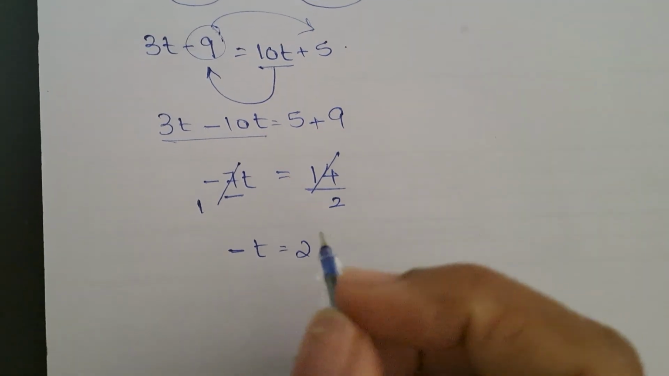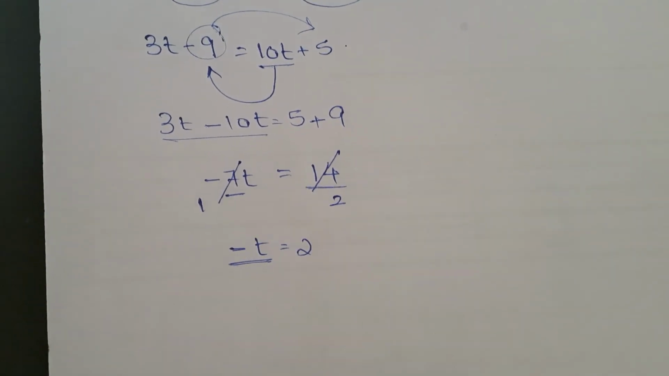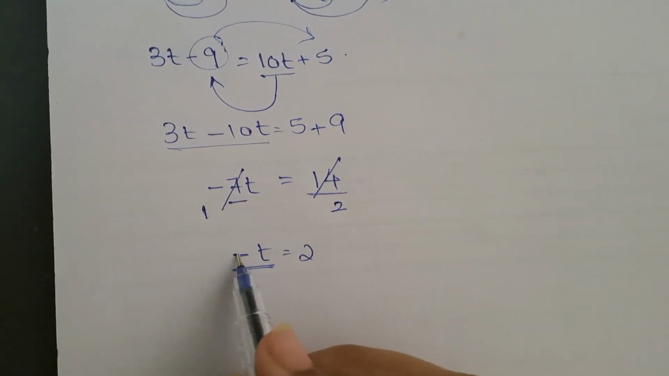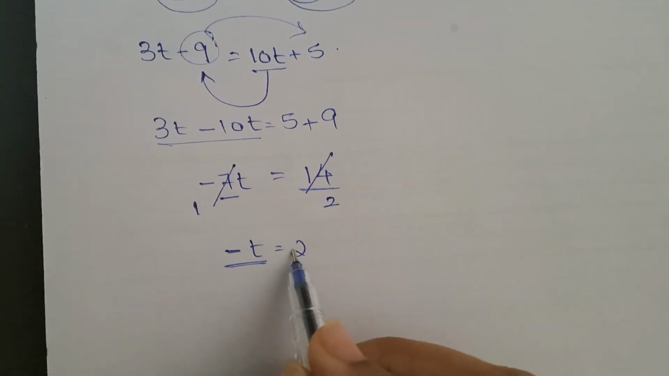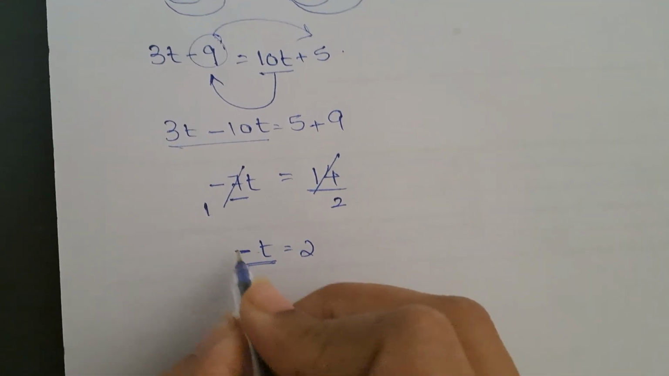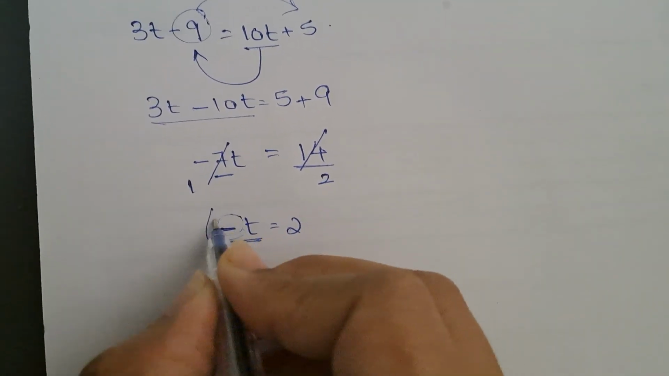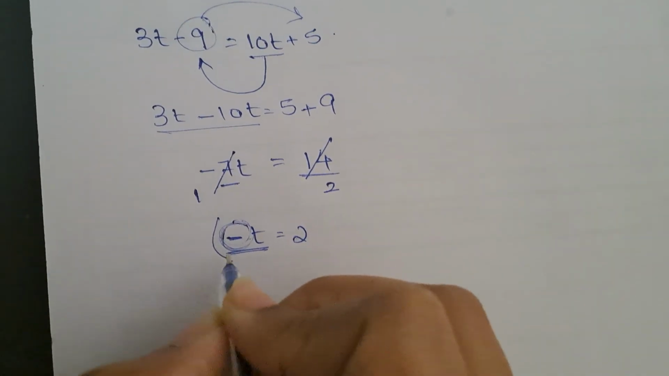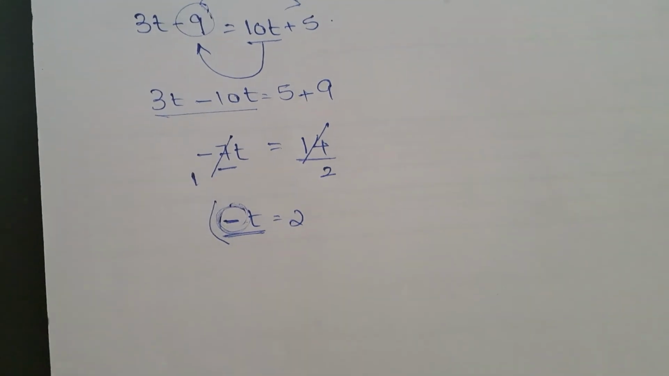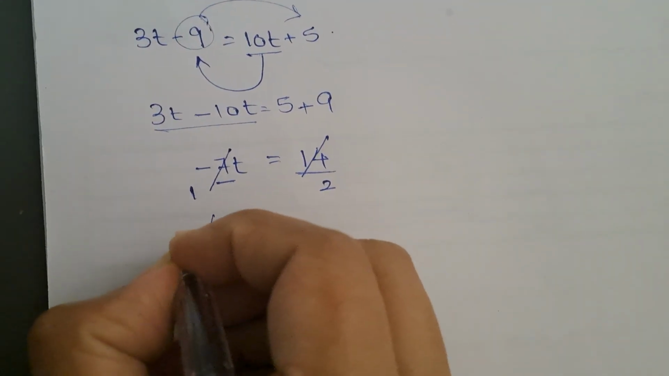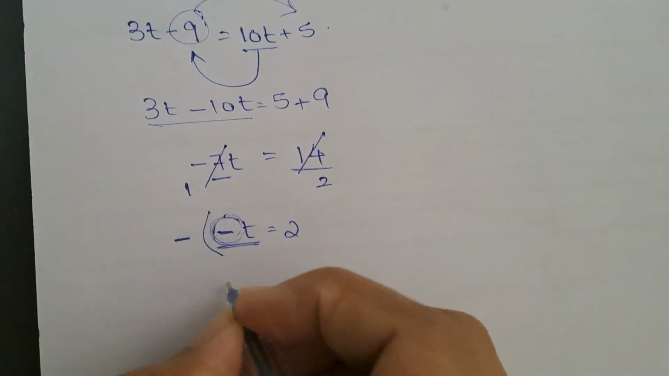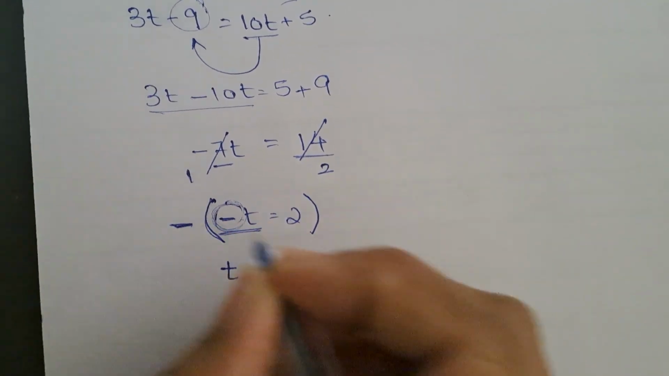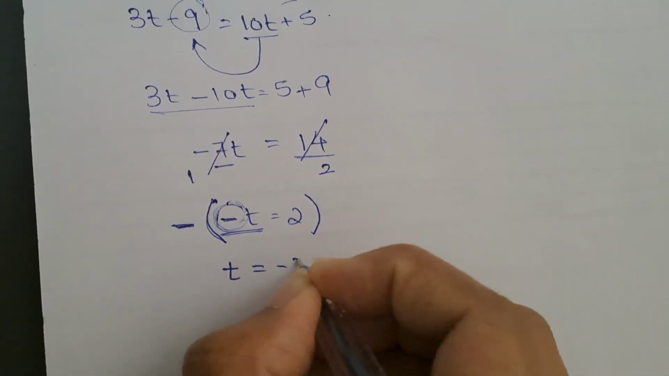But I am not supposed to find the value of minus t. I am supposed to find the value of t only. So I am going to multiply this equation with minus. Okay, now how do I get rid of this sign? When you have a minus sign in the beginning and you want to get rid of it, you actually multiply with another minus sign. So minus into minus becomes plus t, and this full term you're multiplying with minus, so minus into plus becomes minus 2.